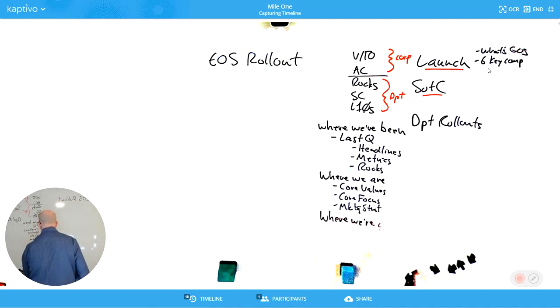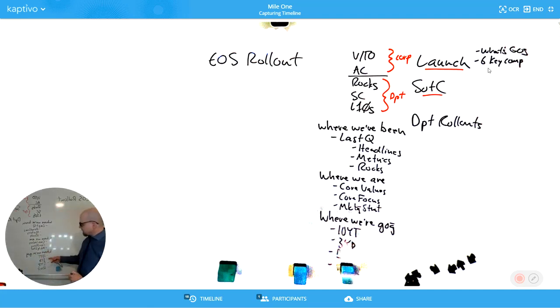And where we're going is about several things. It's about the 10-year target, the 3-year picture, the 1-year plan, and then the new company rocks. So the 10-year target, 3-year picture, and 1-year plan are the same as you said last quarter, but the rocks will be the new ones that we just set.